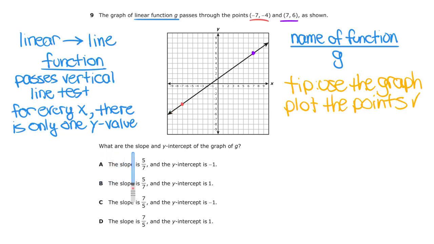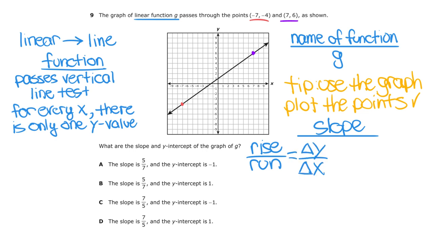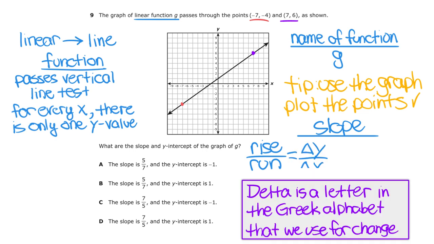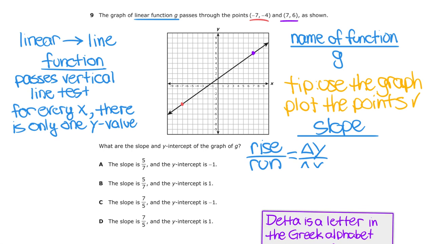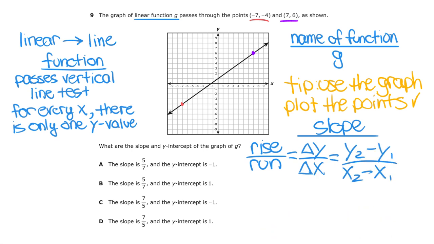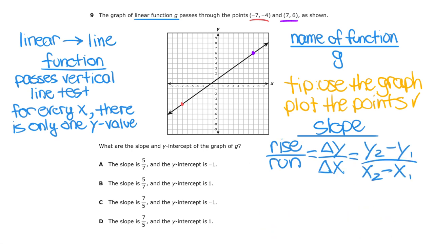Now let's look at the actual question that we're being asked. What are the slope and y-intercept of the graph of g? And notice in the answers that there are really only 2 slopes that we have to choose between, 5/7 and 7/5. And the same with the y-intercept, a -1 or a +1. Recall, or know for the first time, that slope is equal to rise over run, or delta y over delta x, or the official formula, y2 minus y1 divided by x2 minus x1. That formula is available on the formula chart, which I'll show you in just a moment.